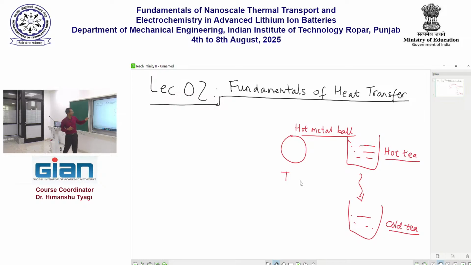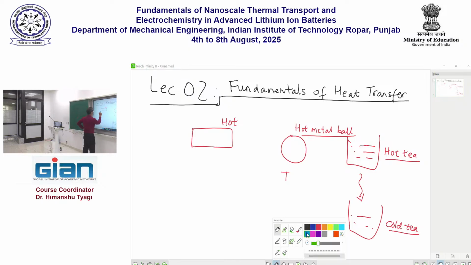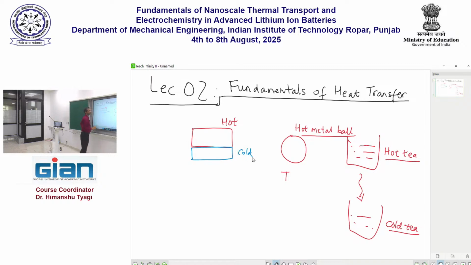And if I have a body at a high temperature, suppose I have a hot body, and by now you know that hot means high temperature, right? And suppose there is another body which is cold. And suppose I get them in contact with each other. What will happen? Heat exchange will happen. Heat will flow from hot into cold, from the hot to the cold side.